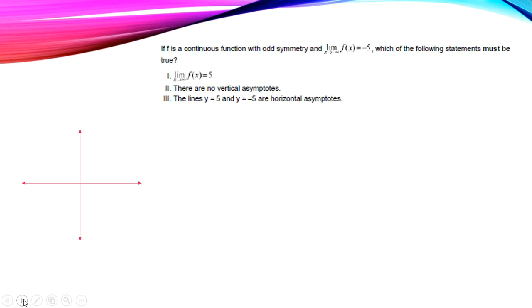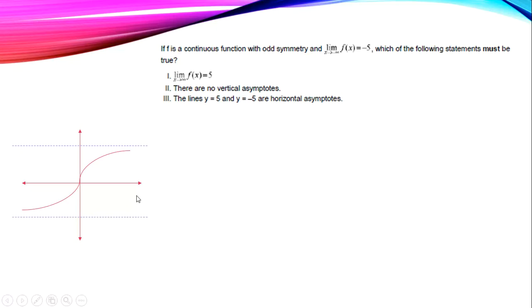If f is a continuous function with odd symmetry, and the limit as x approaches negative infinity is equal to negative 5, which of the following statements must be true? For this one, I drew a picture. Odd symmetry is a graph that has symmetry with the origin. And then I included this limit: the limit as x approaches negative infinity is equal to negative 5.